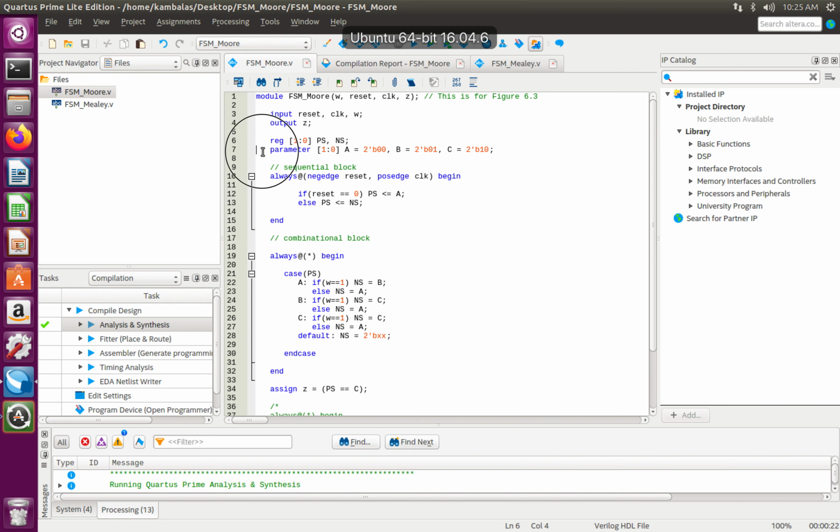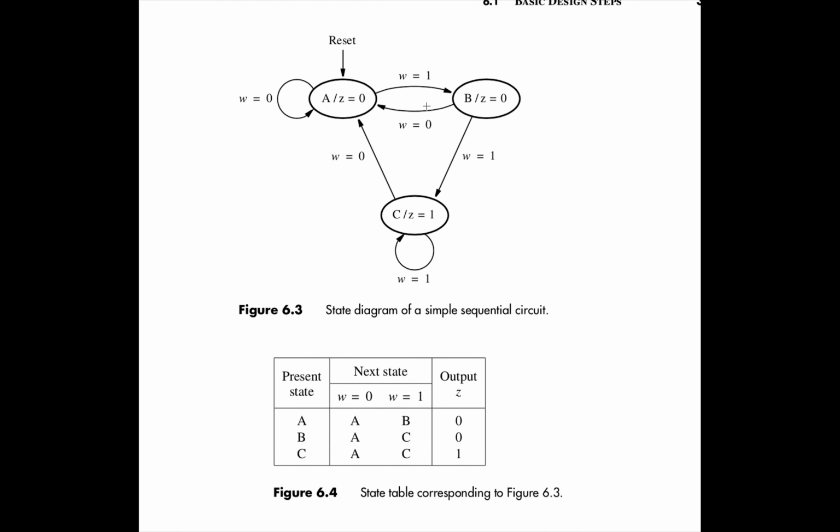And now this keyword called parameter, right? Parameter, basically what it does in Verilog is it allows us to set a binary or a bit value to an alphabet or a word. In this case, I'm declaring a parameter which is 2 bits long, and the parameter A is encoded as 2-bit binary 00, B is 01, and C is 10. So basically at this point I'm encoding each of these states with an appropriate binary value.